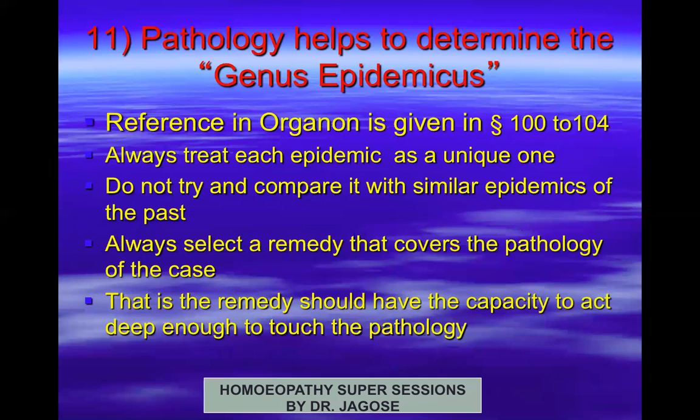Next point, pathology helps to determine the genus epidemicus. Here the reference is given in aphorisms 100 to 104. It's a part of case taking of an epidemic disease. Here, Dr. Hahnemann says, always treat each epidemic disease as a unique one. Do not try and compare it with any similar epidemic of the past. Always select a remedy that covers the pathology of the case, and that remedy should have the capacity to act deep enough to touch the pathology. So whatever remedy you are selecting, see that it covers the pathology. That is very important, otherwise it will not work.